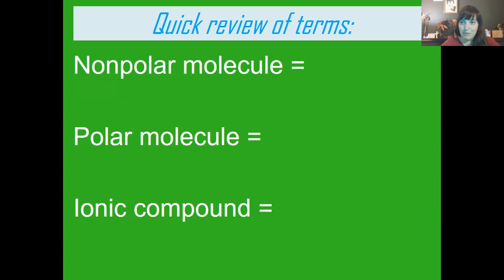Well, to get into that, we want to do a quick review of some terms. So let's remember what these three things mean: nonpolar molecule, polar molecule, and ionic compound. So these are going to have to do with bonds and with shape. So first, let's look at molecule versus ionic compound. Molecule, remember what kind of bonds that is? Yes, covalent. That's where you have two nonmetals or more than one nonmetal sharing electrons.